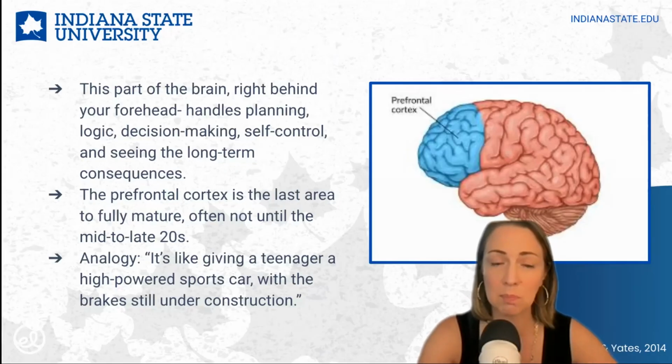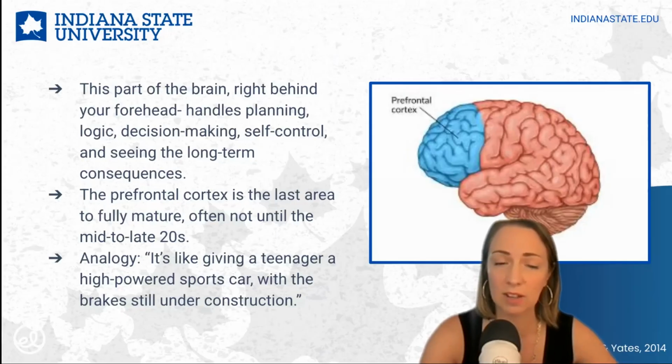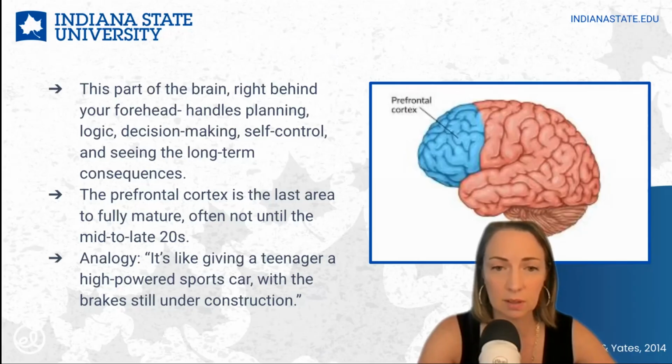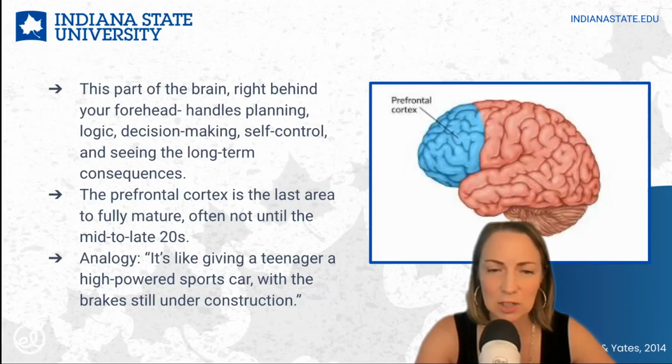And in most males, it's not quite fully developed until the age of 25. For females, a little bit sooner, but still early 20s. And I love the analogy. It's like giving a teenager a high-powered sports car while the brakes are malfunctioning. And this is a really great metaphor for adolescents in general.